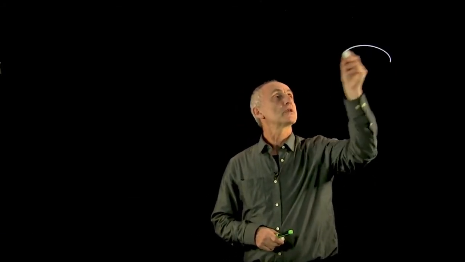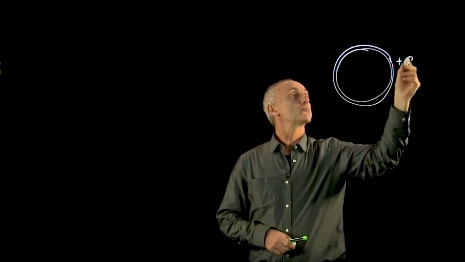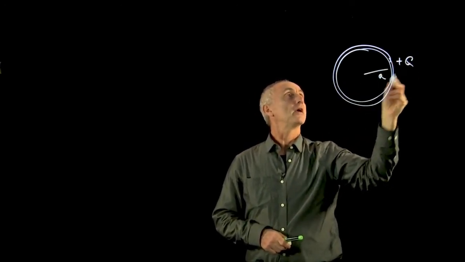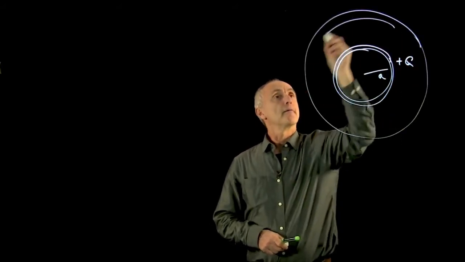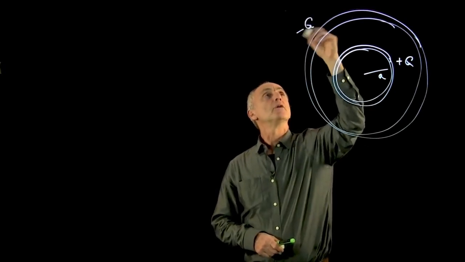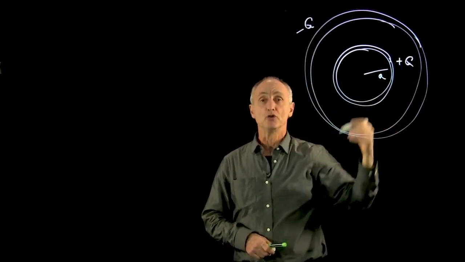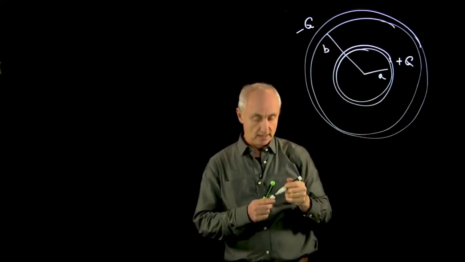Now let's consider another potential difference for one of our symmetric charge distributions. So let's take a very thin spherical shell of charge plus q and radius a. And let's take an outer shell with a charge minus q. Both of these charges are spread uniformly over these shells, and that's a radius b.